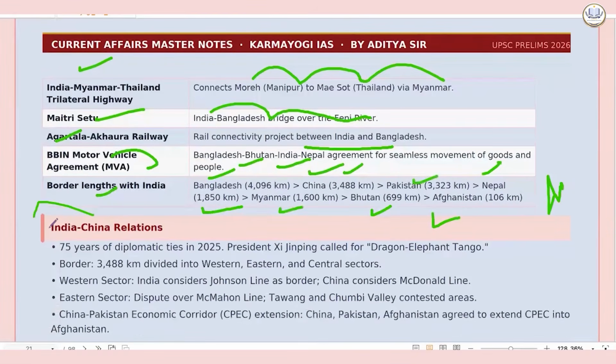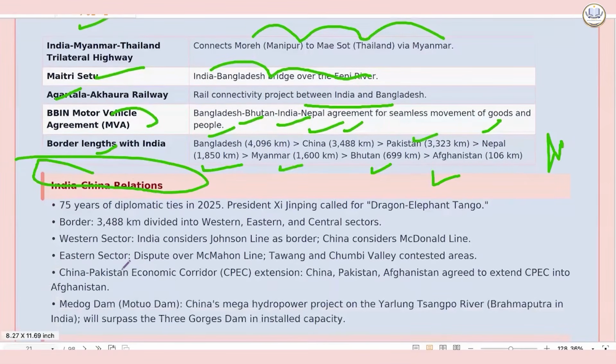Then India-China relations. There are 75 years of diplomatic ties in 2025. President Xi Jinping called for a dragon-elephant tango. We have a 3,488 kilometer border divided into western, eastern, and central sectors.